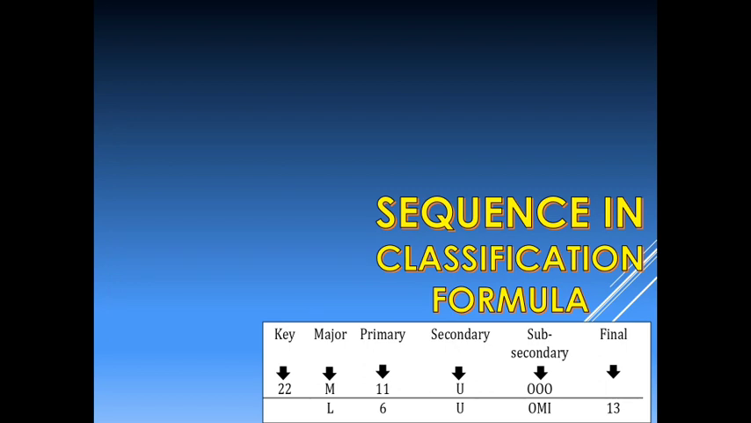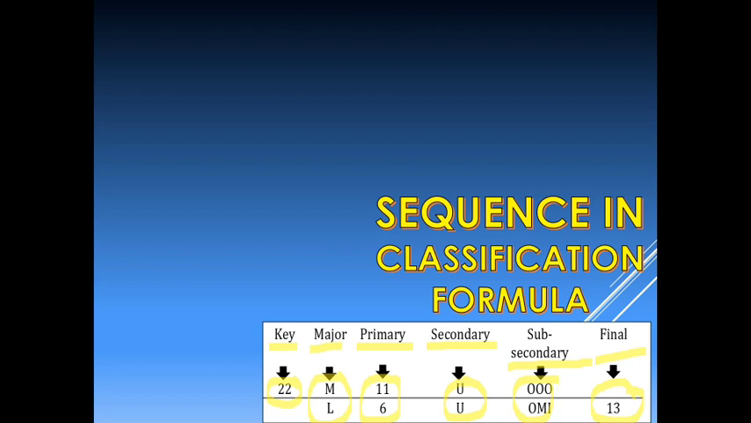Familiarize with the sequence in the classification formula. First we have the key, and then followed by the major, and then third is the primary, followed by the secondary, and then the subsecondary, and last in our classification formula is the final classification or final division.